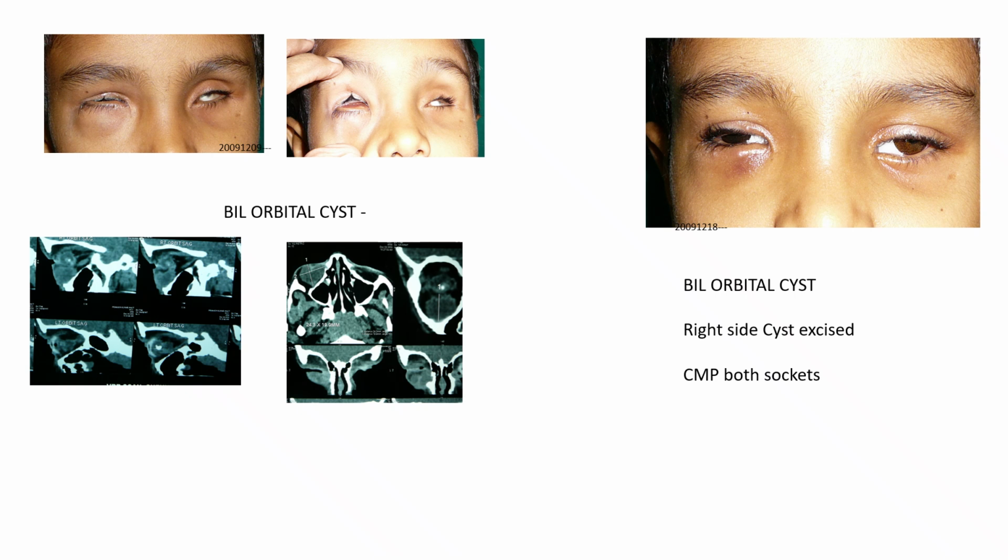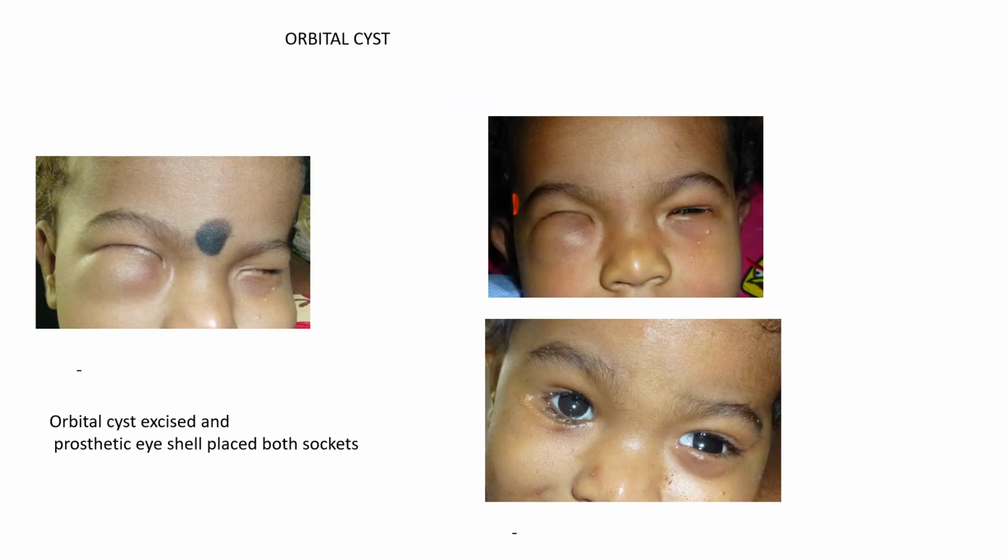Here you see a case of a bilateral orbital cyst. On the right side, it was excised and a conformer was placed for both sides. Another orbital cyst. The orbital cyst was excised and the prosthetic eye shell placed for both sockets.